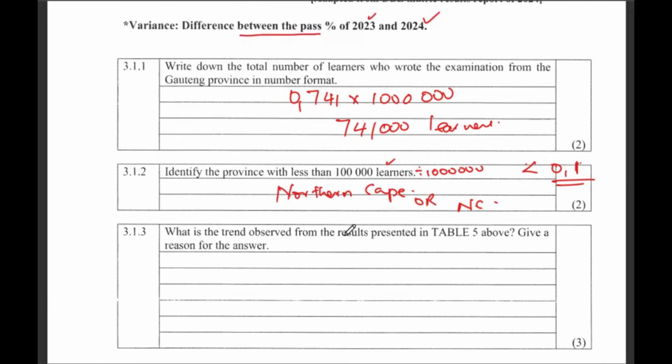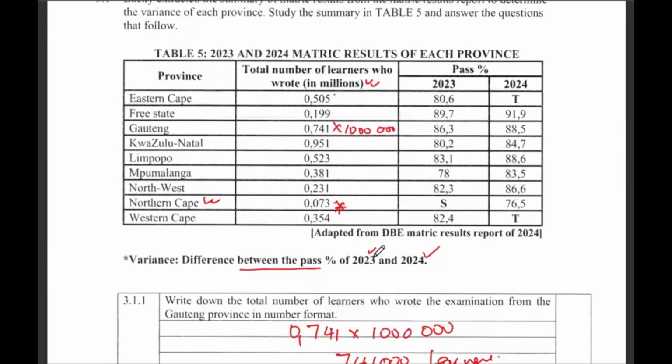Then 3.1.3. What is the trend observed from the results? Must give a reason. Now, when you look at this, remember the number of learners that wrote are basically the ones for 2024. Okay, we don't have information about the 2023 learners. The only information we have is the percentage pass.